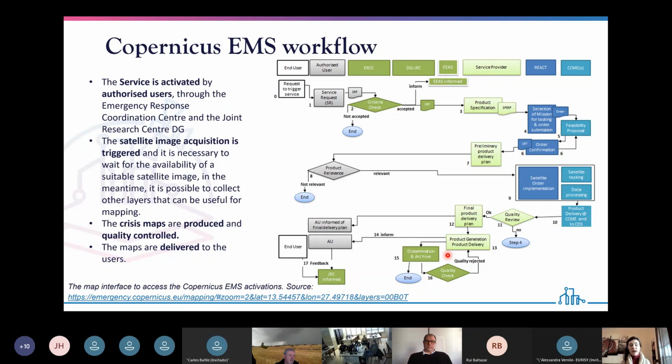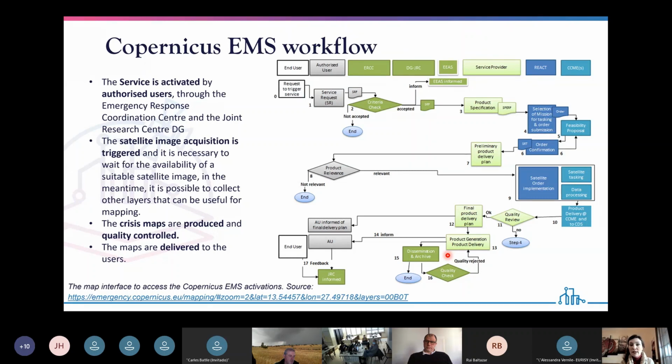This service is provided by the European Commission, but it's not dedicated to Europe only. So it is possible, as I said, for organizations which are active all over the world to activate it also for other countries which are not European. But if you take a look at the activations of the service, you will see that the majority of the activations are for Europe.